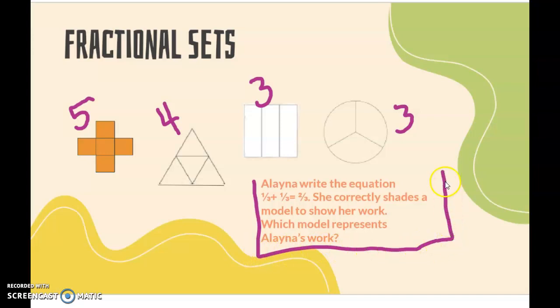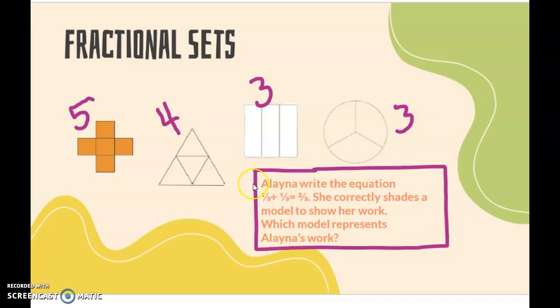Okay, so here's our word problem. It says that Elena wrote the equation 1/3 plus 1/3 equal to 2/3. She correctly shades a model to show her work. Which model represents Elena's work? Okay, so there are already two answer choices that we can eliminate. Because if we look at our denominators, we see that whatever model she shaded, it has to have a denominator of 3, or the model has to represent 3 equal parts.